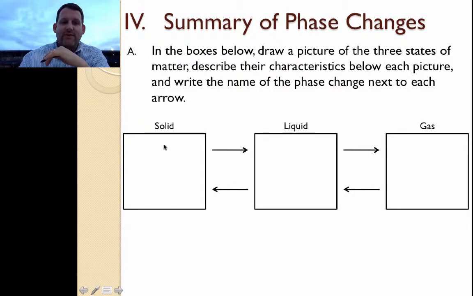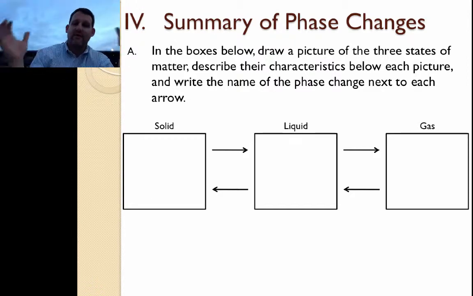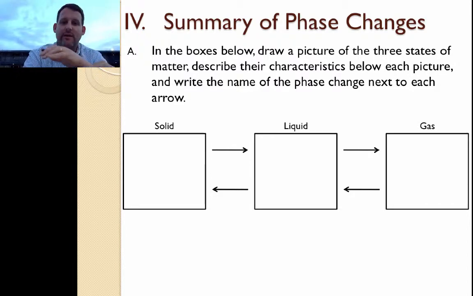Here, you're going to draw a picture of what a solid looks like. Here, you're going to draw a picture of what a liquid looks like. And here, you're going to draw a picture of what the particles of gas look like. So you're going to draw circles for the particles, and you're going to show, are they clumped together? Are they on the bottom spread out? Are they spread through the whole container? Is there a lot of space between them? Is there a little bit of space between them?